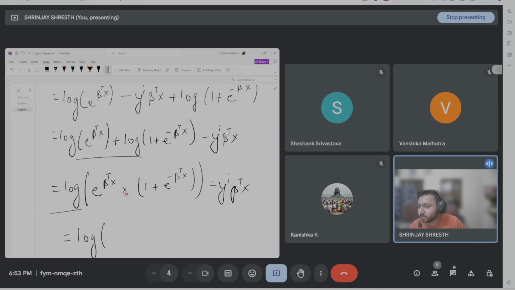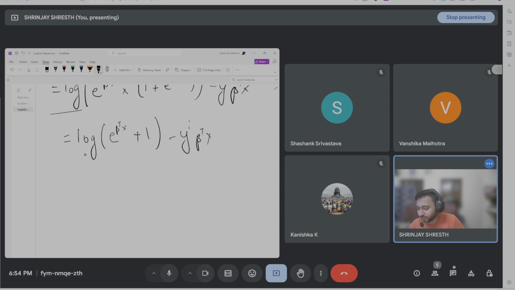So if you will multiply, you will see that this thing and this thing are reciprocal, so both of them cancel and become 1. So you will have e raised to the power beta transpose x plus 1 minus yi beta transpose x. Let me rearrange it a bit. Log 1 plus e raised to the power beta transpose x minus yi beta transpose x. So this is what your ji is, which we saw.